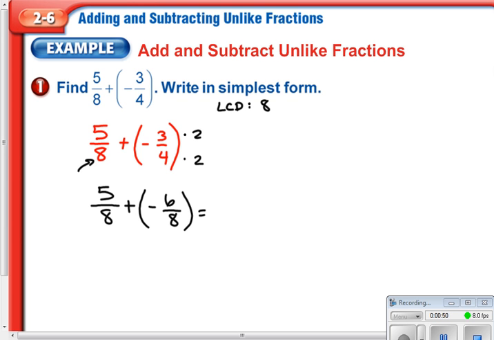Now you could go ahead. Denominator stays the same. My numerator would be 5 plus negative 6 here. Do your operation and we get negative 1 over 8. So negative 1/8 is our answer.